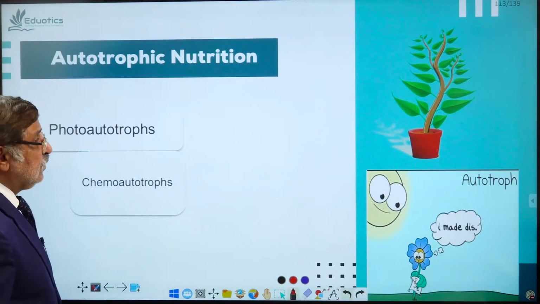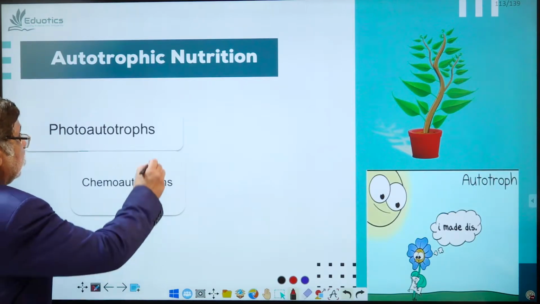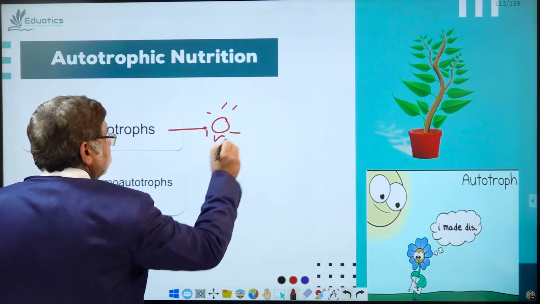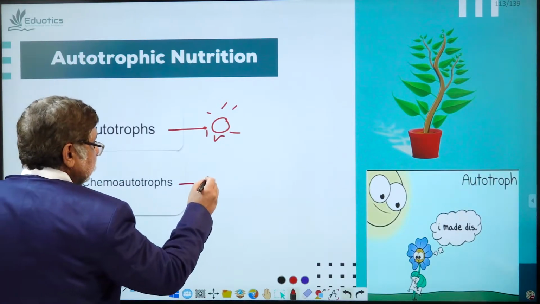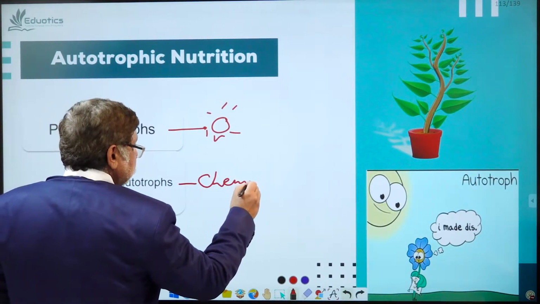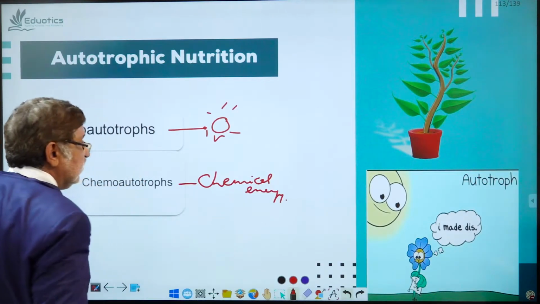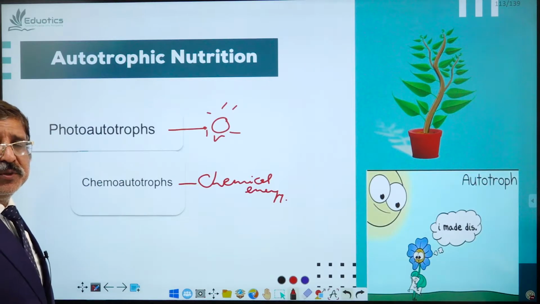Now autotrophs can be of two types. Photoautotrophs, which will produce food in the presence of sunlight. Chemoautotrophs, which will use chemical energy, and they don't require any sunlight to produce food.